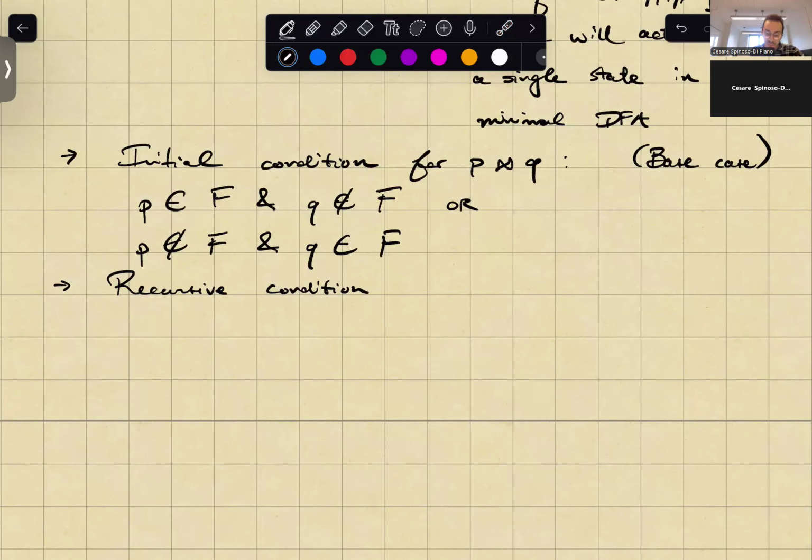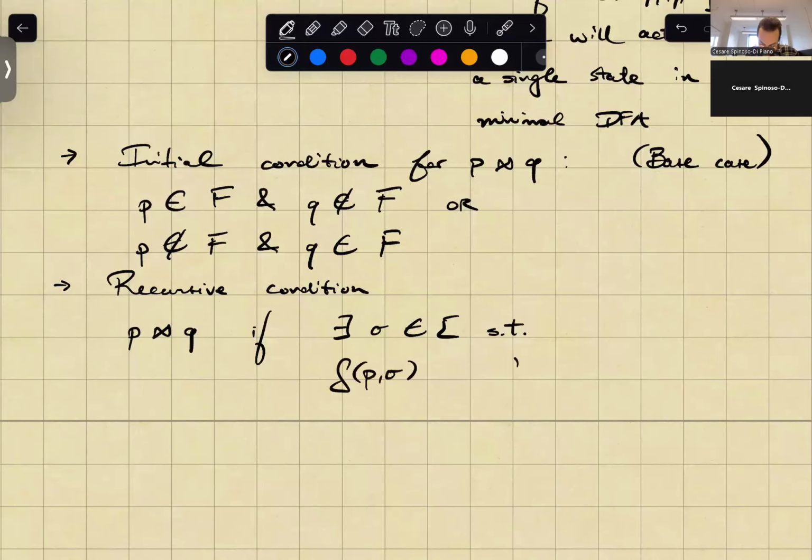So essentially, the recursive condition is P is distinguishable from Q if there's at least one letter in the alphabet such that when you read that letter from P and you read that letter from Q, you go to states which are themselves distinguishable from each other, right? So maybe P and Q are both accept states or both not accept states.